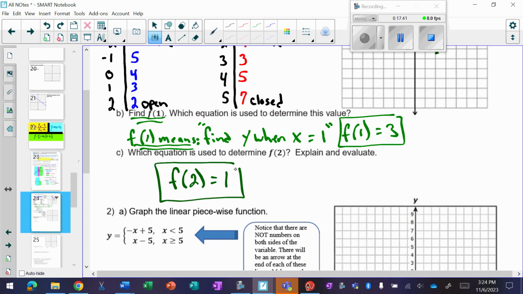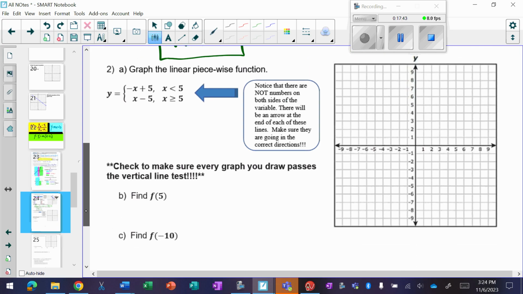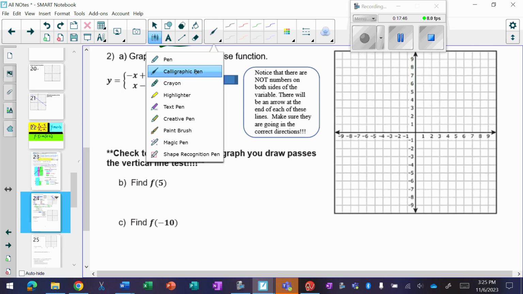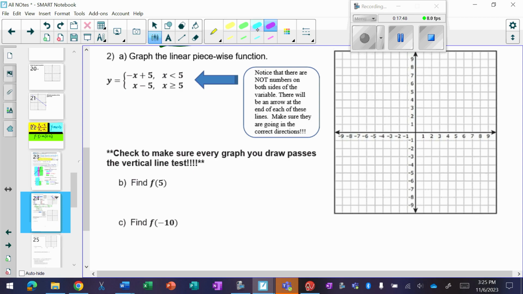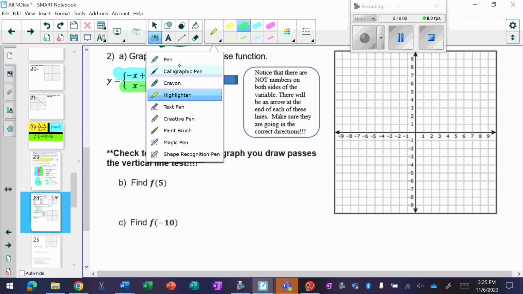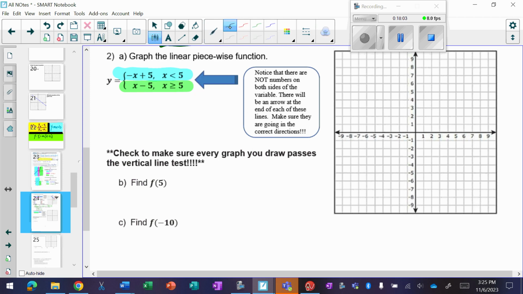All right, let's try again. Do another one. Again, we have two pieces. One piece when x is smaller than 5. The other piece will be when x is greater than 5. That'll be our two pieces. When we're doing this, we can make the table of values to figure out where to graph it. But I'm going to show you how to do this on the calculator.